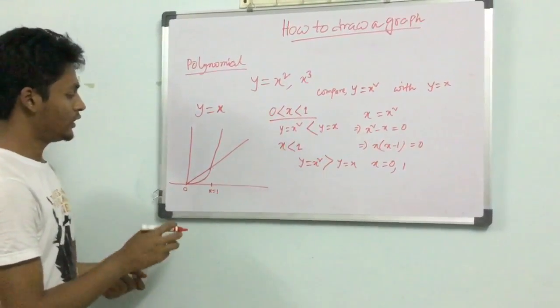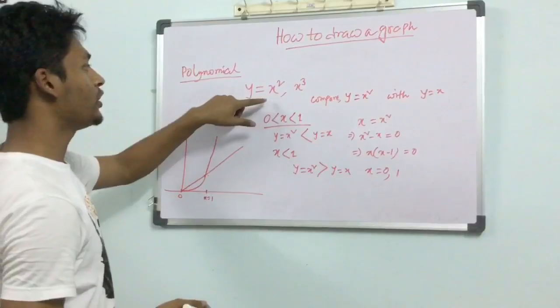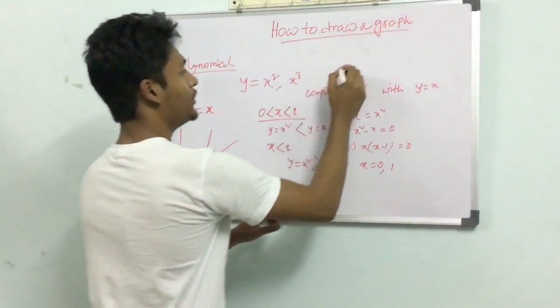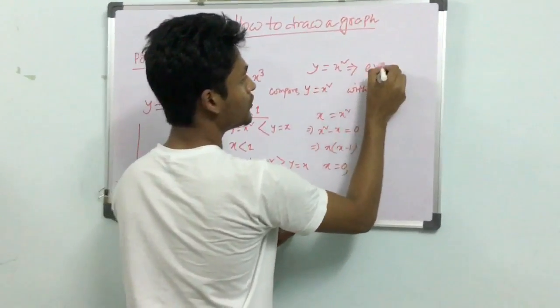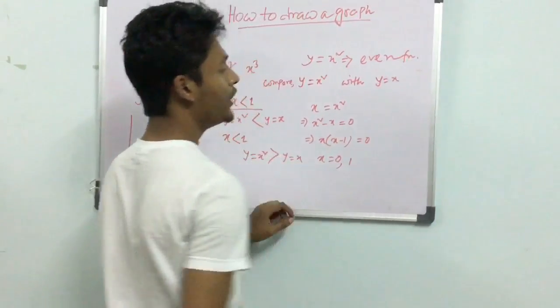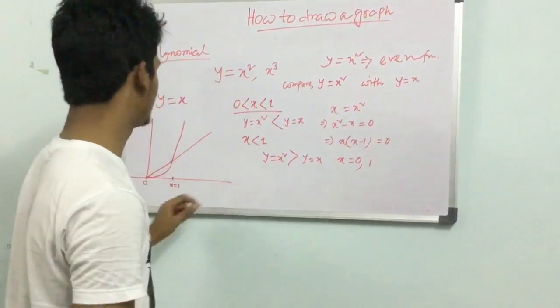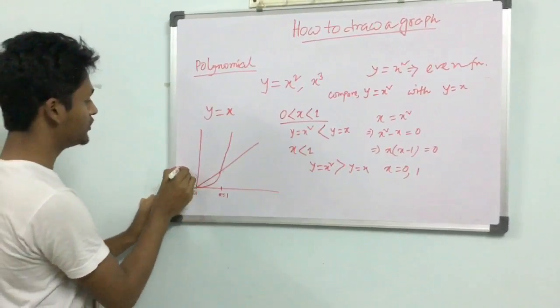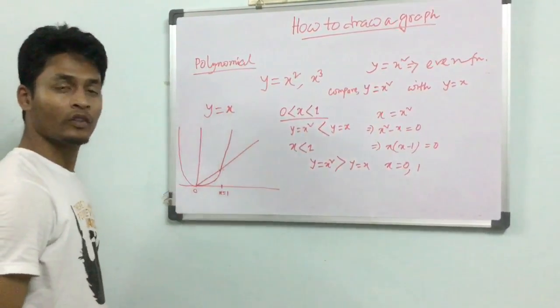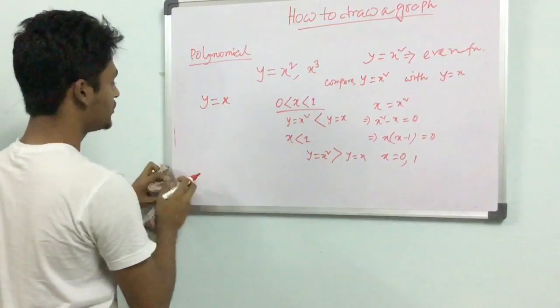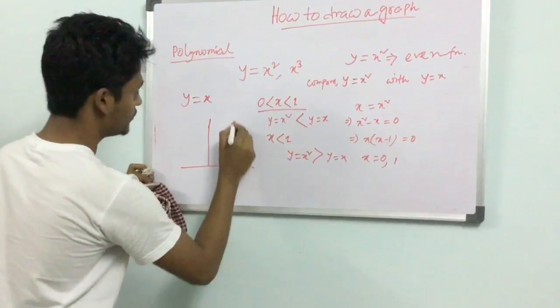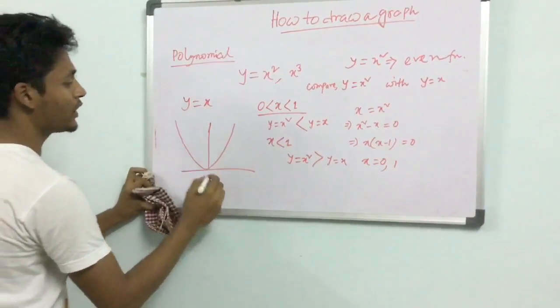Okay, and y is equals to x square is an even function. So it will be symmetric about y-axis. The same part will just be like this. So y is equals to x square plot will be like this, this is a parabola.